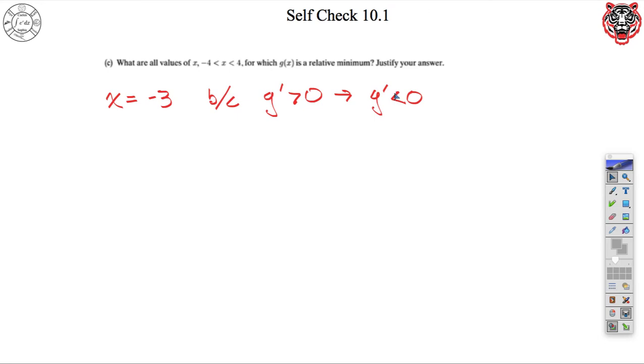Wait, so you find all the CVs and also the endpoints, and you just look at one and see, okay, which one's literally a minimum. Can we have a big eraser? Yeah, because it's asking you which g of x is a relative minimum, so you look at g prime of x sign change. That means f of x sign change.